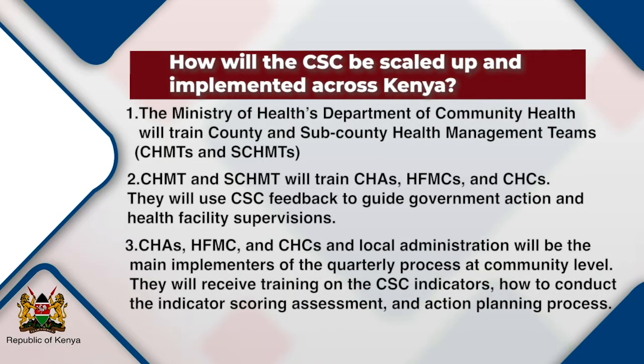3. CHS and CHCs and local administration will be the main implementers of the quarterly process at community level. They will receive training on the community scorecard indicators, how to conduct the indicator scoring assessment and action planning process.